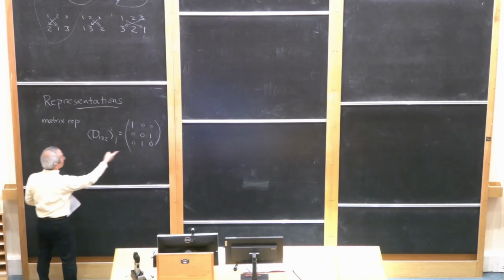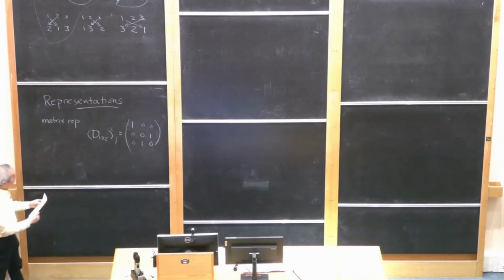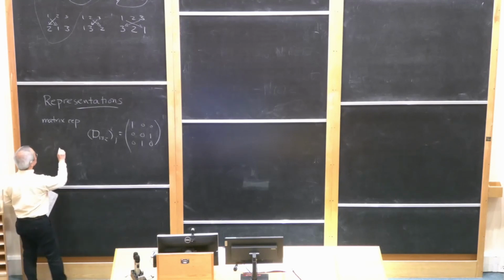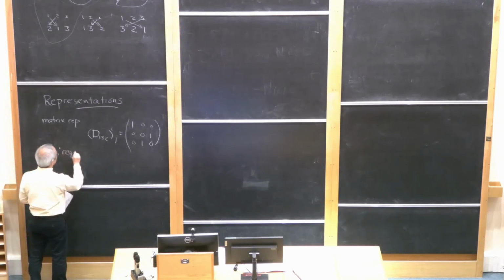This, by the way, is actually a little bit special because this is taking the most naive basis for permutations. So sometimes this is called the regular representation.